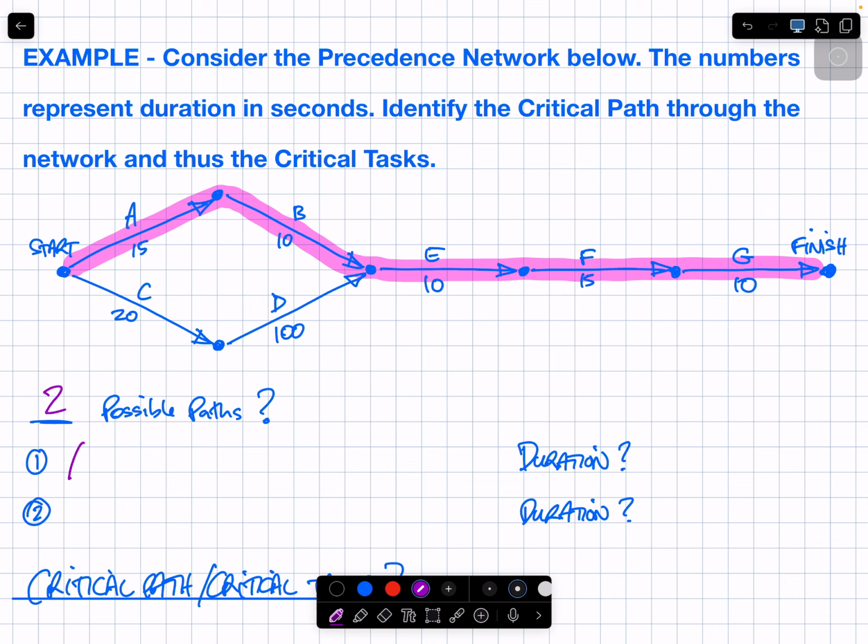The first one would be A, arrow, B, arrow, E, arrow, F, arrow, G. How long would that take? 15 and 10, 25, 35, 45, 50. That would take 60 seconds to go through A, B, E, F, G.